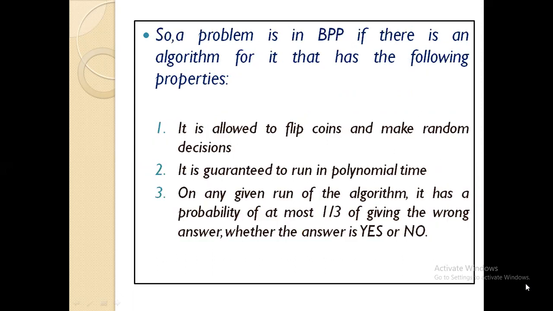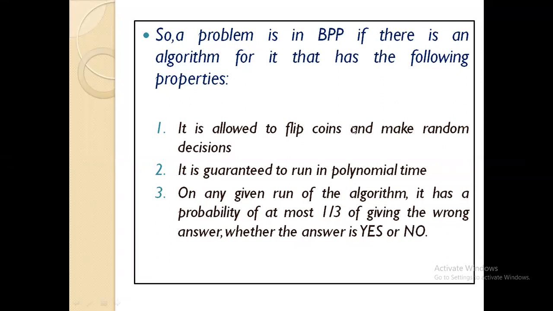So a problem is in BPP if there is an algorithm for it that has some properties. It is allowed to flip coins and make random decisions. It can take decisions randomly, it is guaranteed to run in polynomial time, and on any given run of the algorithm, it has a probability of at most 1/3 of giving the wrong answer. That is whether the answer is yes or no.